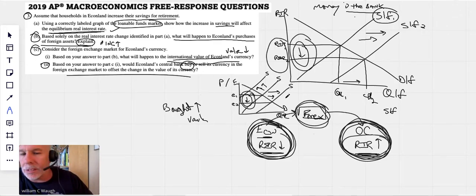Remember, just like with the stock market, just like the foreign exchange, it is the amount of money in there that drives the value up or down. So less money, higher values; more money, lower values.